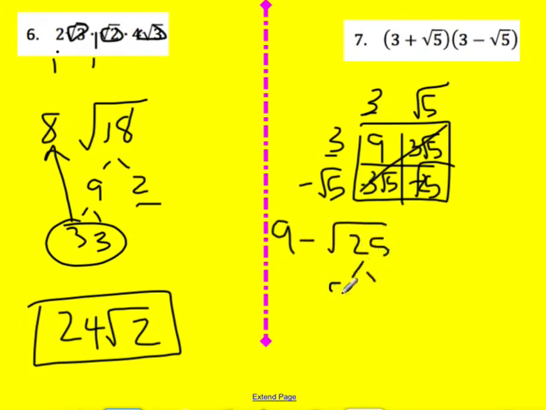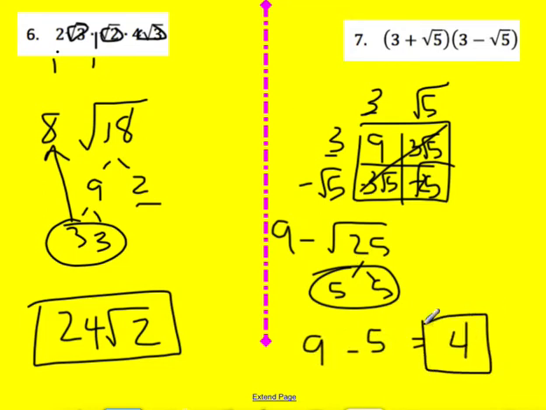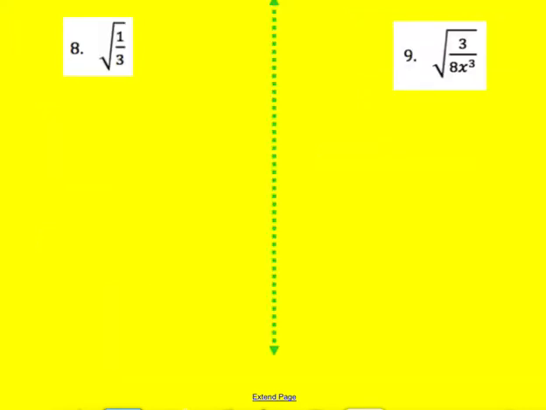Well, 25 I can split down into 5 and 5. And since everything ended up in a pair, that means it is a perfect square. So I can take 9 minus 5, and that's going to give me 4. So my final answer for number 7 is 4. Let's take a look at number 8.